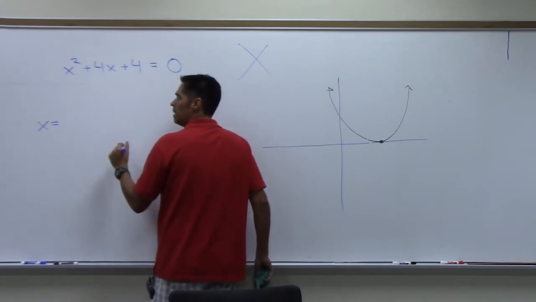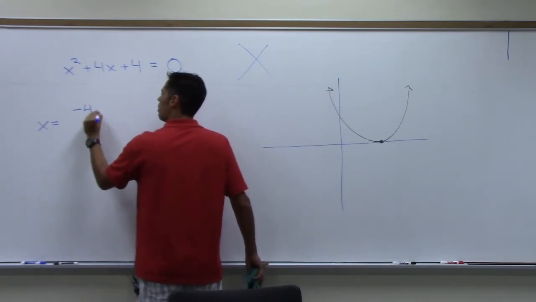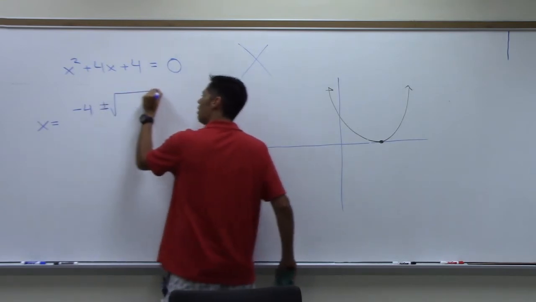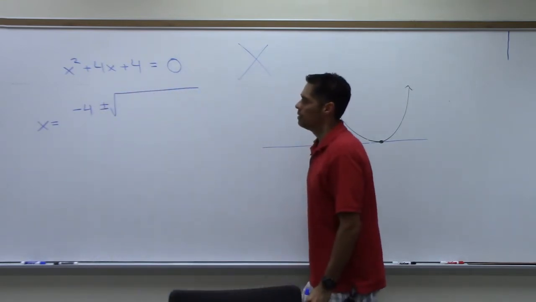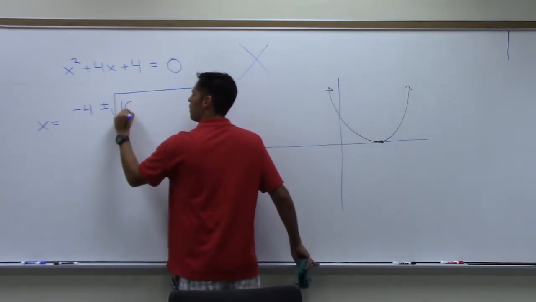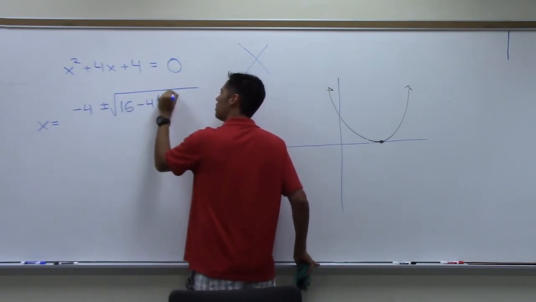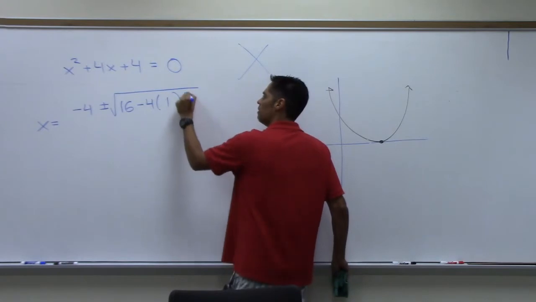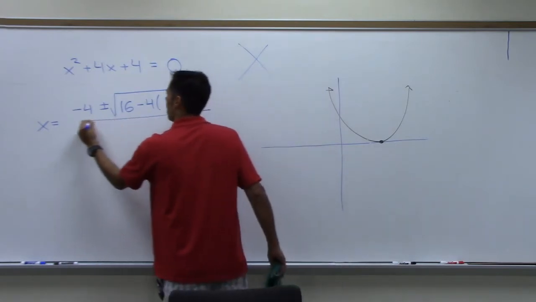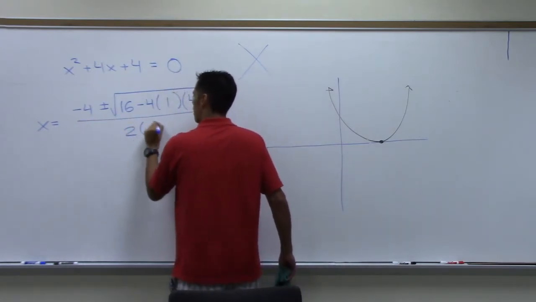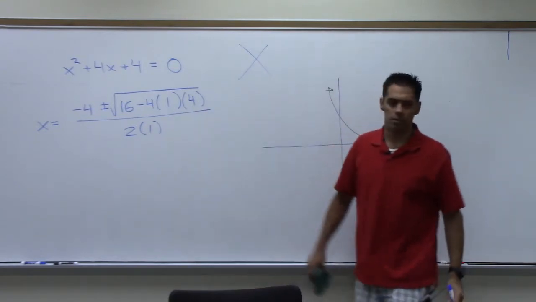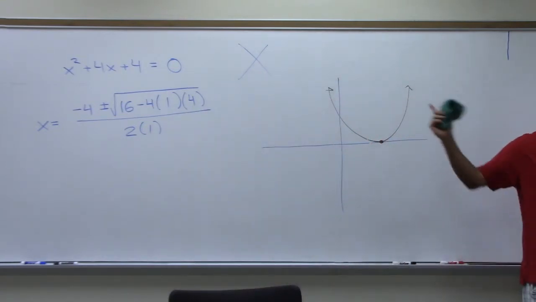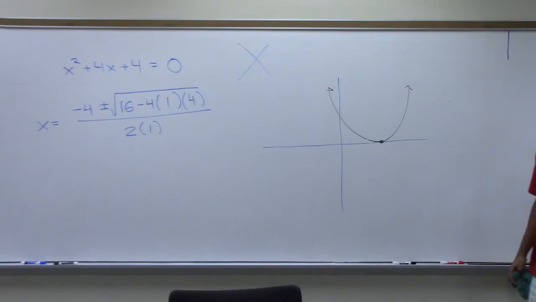Negative b would be negative 4 plus or minus the square root of 16 minus 4 times, what's a? 1 times c, 4, all over 2 times 1. Do you all follow? That's the quadratic formula on this quadratic equation.